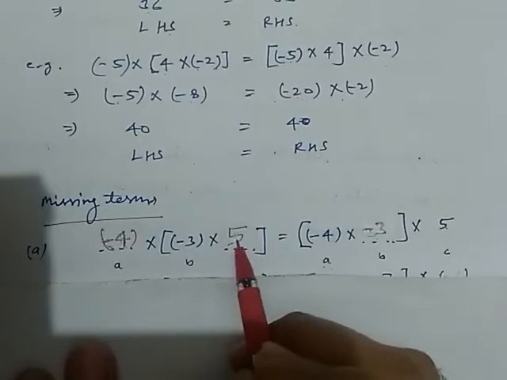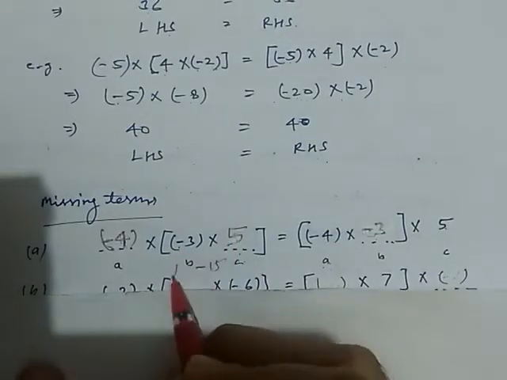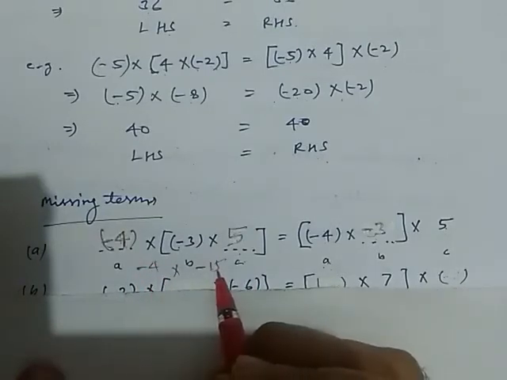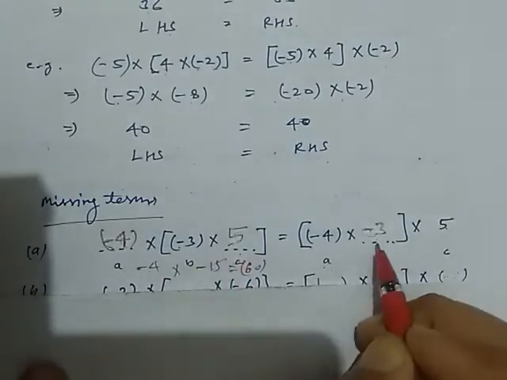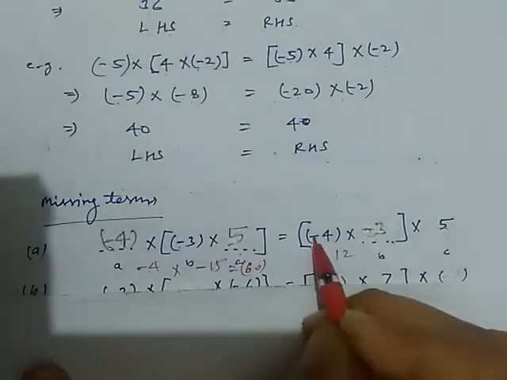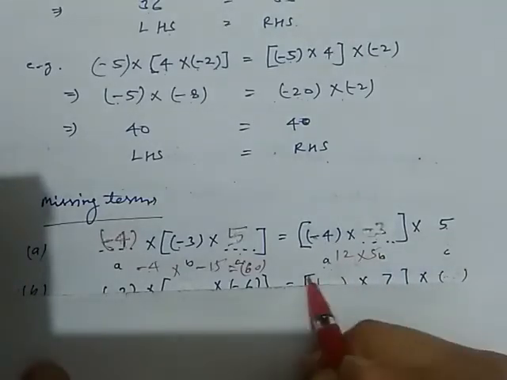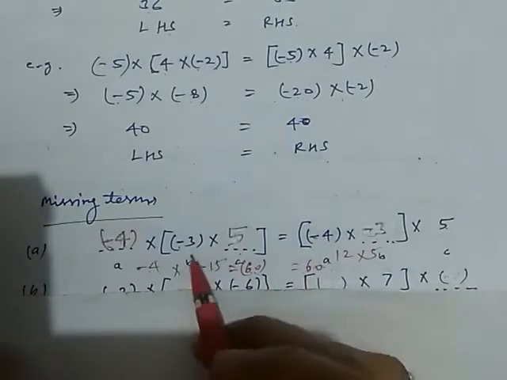Check 5 into minus 3, what? Minus 15 into minus 4, which is just 60. And here minus 4 into minus 3 is 12, minus into minus is plus, and 12 into 5 is also 60. So both the right hand side and left hand side are equal, so this is okay.